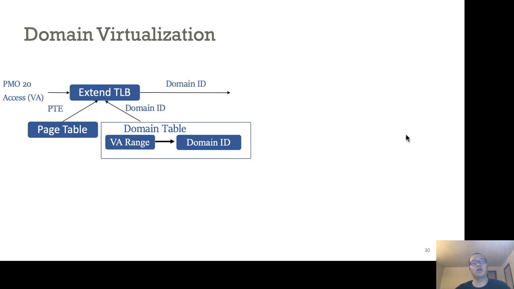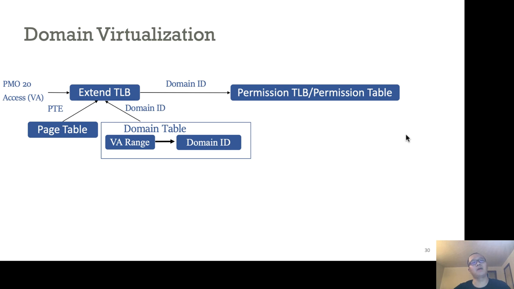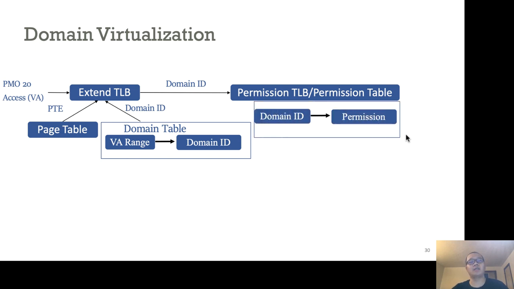Then the access will obtain the domain ID from the TLB, and it is used to check another permission TLB, which is backed up with a permission table. The permission TLB contains the information from the domain ID to its permission, and a not-found search result will regard this domain as inaccessible. The domain permission can be obtained from this permission TLB.